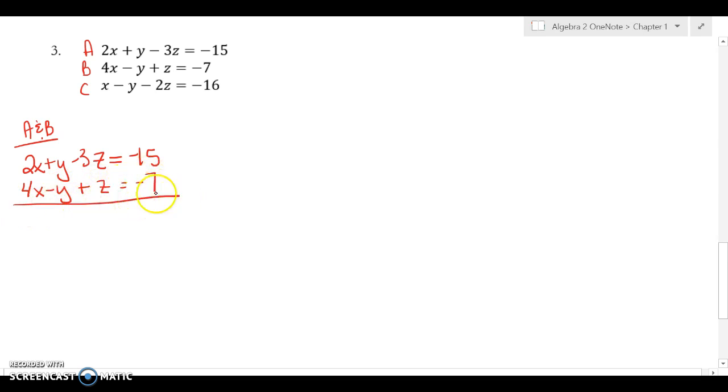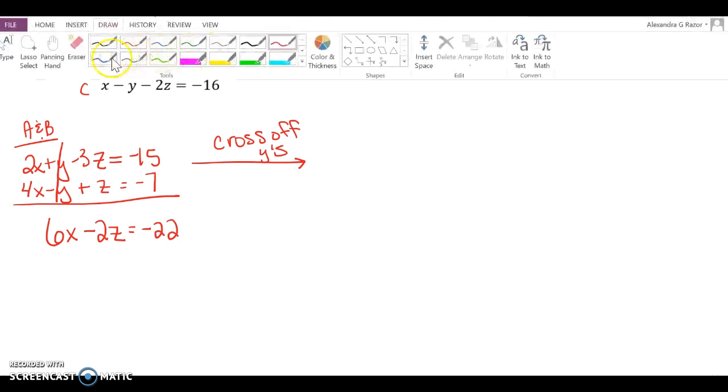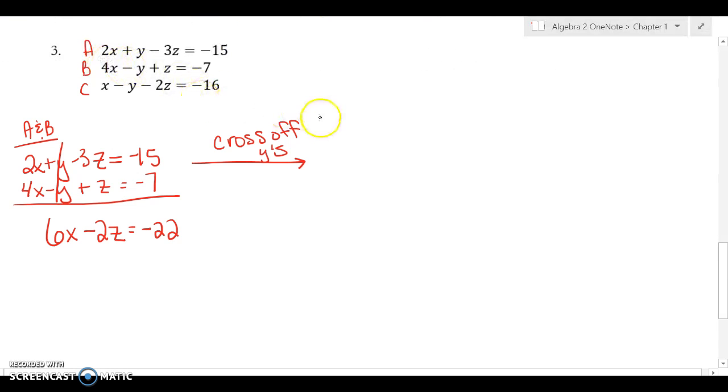And if you notice what happens, I have a positive y and a negative y, so I can cross them off. So now I have 6x minus 2z equals negative 22. Now, if you notice here, I've crossed off my y's. So whatever I do here, I must cross off y's. So I need to pick another combination that I'm going to use to cross off the y's. And so this time I'm going to do A and C. So I write my A. And I write my C.